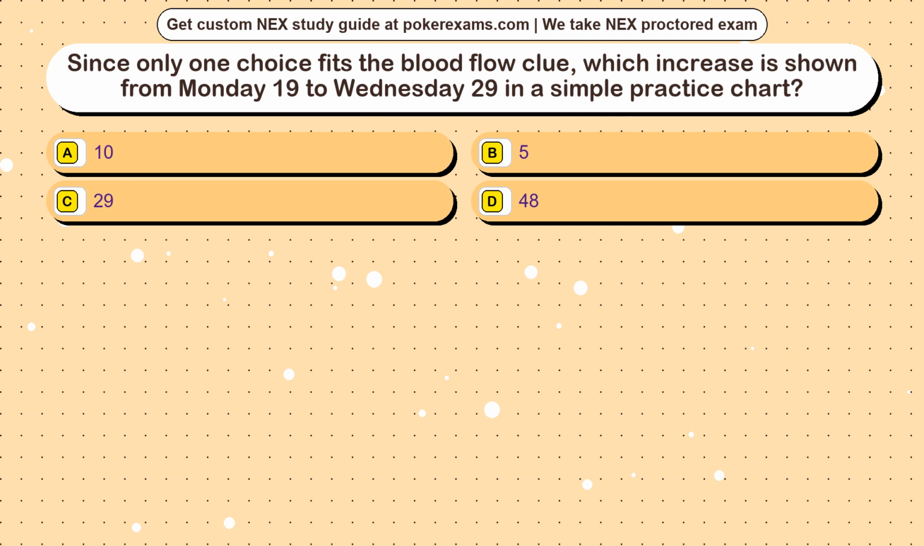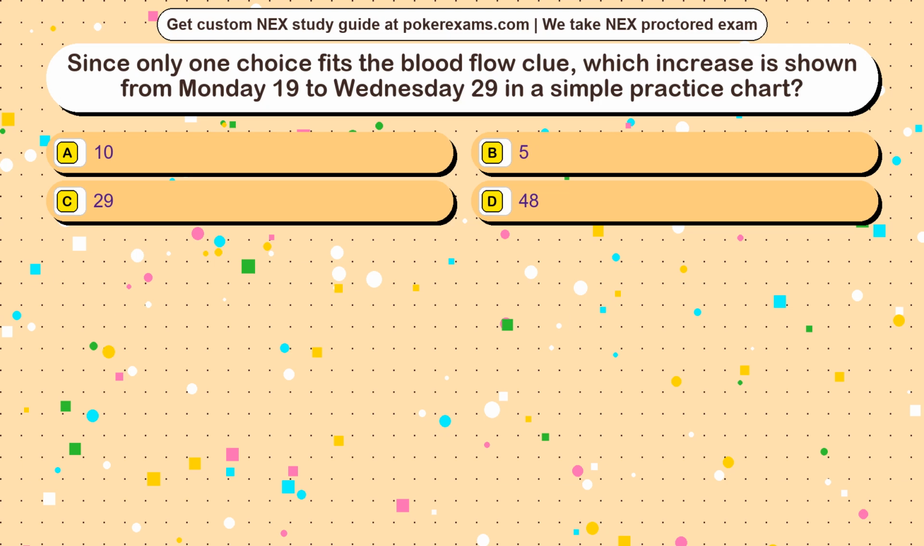Question 21. Since only one choice fits the blood flow clue, which increase is shown from Monday 19 to Wednesday 29 in a simple practice chart? Option A, 10. Option B, 5. Option C, 29. Option D, 48.